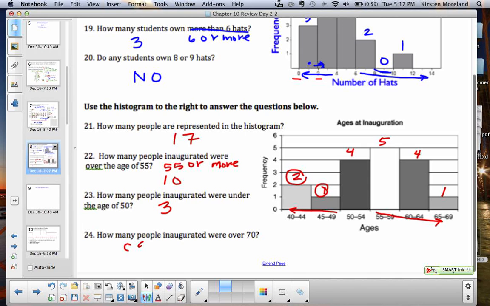And we can't tell that. And remember, I can never ask you what's the minimum age because you cannot tell what this bin has in it. You just know that it's somewhere between 40 and 44.